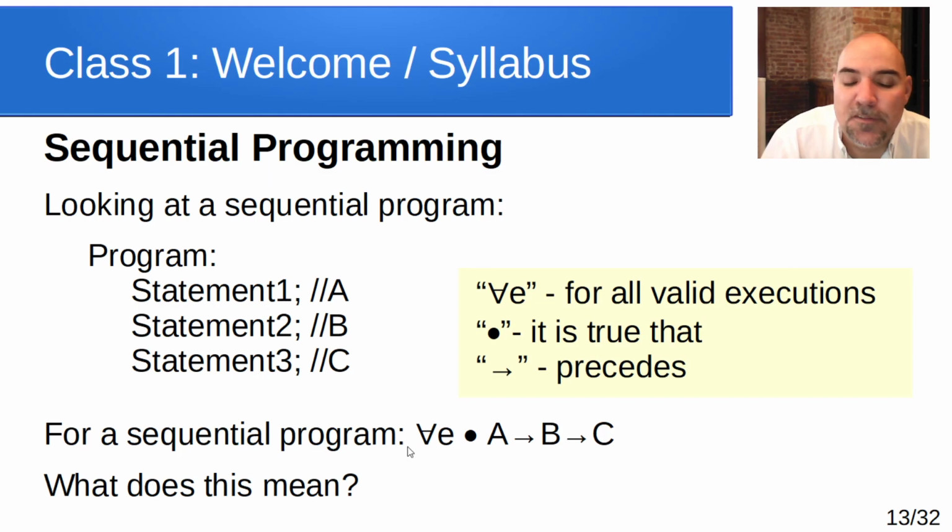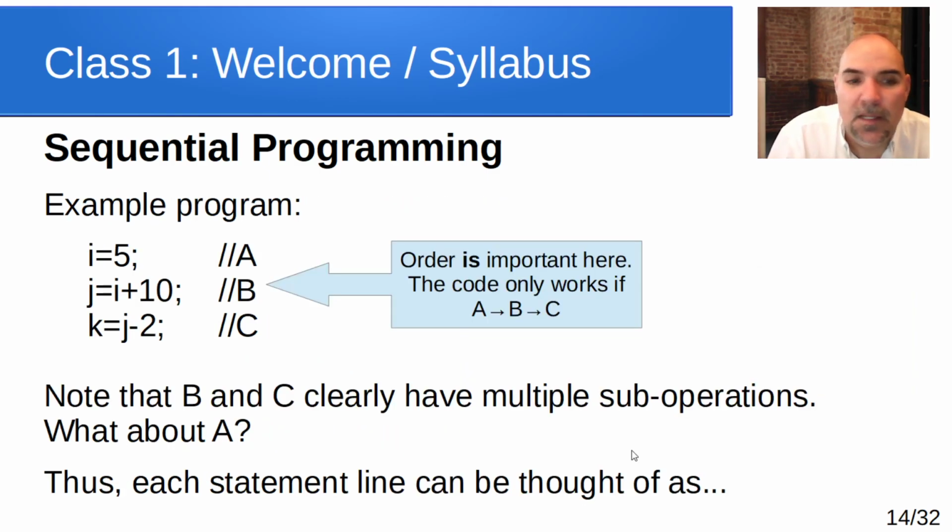So in other words, if this is sequential, it's saying for all valid executions, it's true that A precedes B, B precedes C. In other words, A has to start and finish before B starts, and then B has to finish before C starts, but it has to be true for all valid executions that this full ordering is maintained.